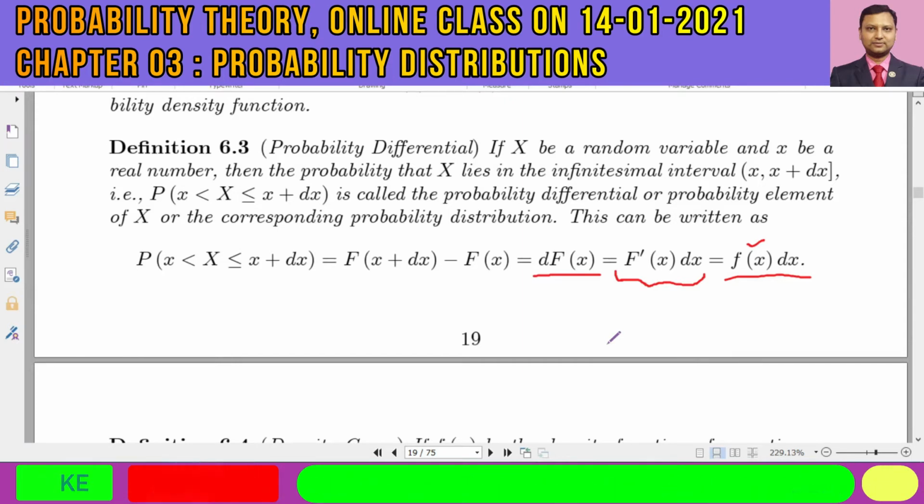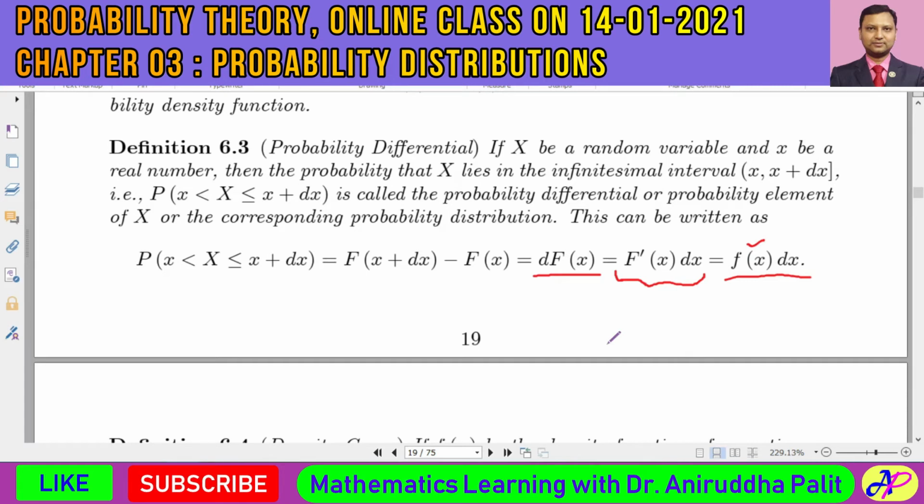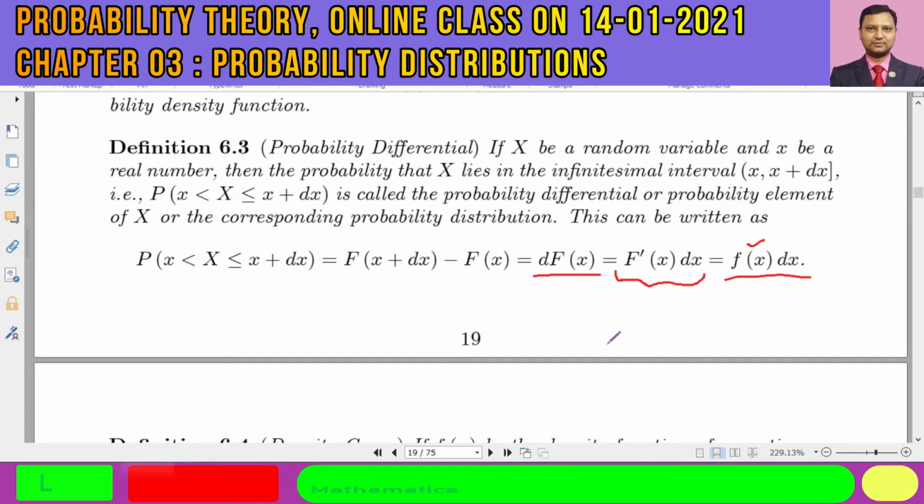In some subsequent lectures, we shall discuss the application of this idea of probability differential.